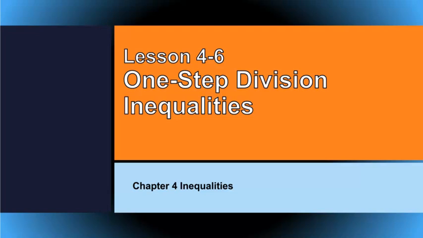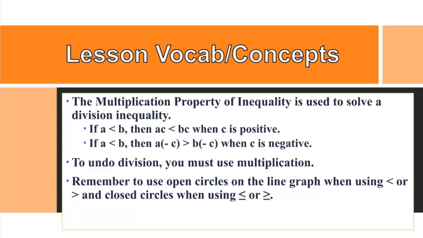Lesson 4-6, one-step division inequalities. So the multiplication property of inequality is used to solve a division inequality. That property says if A is less than B, then A times C is still going to be less than B times C when C is positive. If A is less than B, then A times a negative C is going to be greater than B times negative C when C is negative.